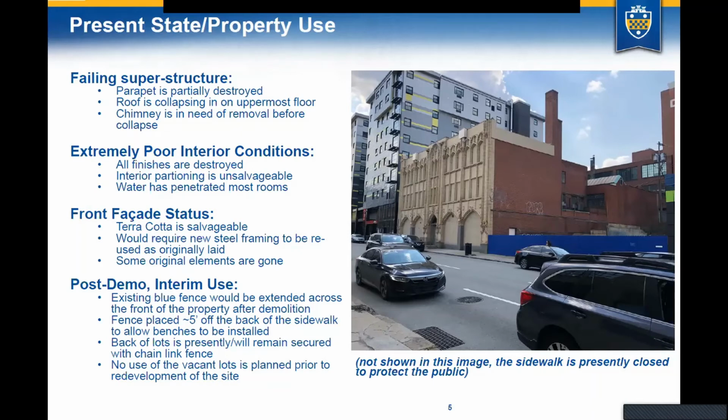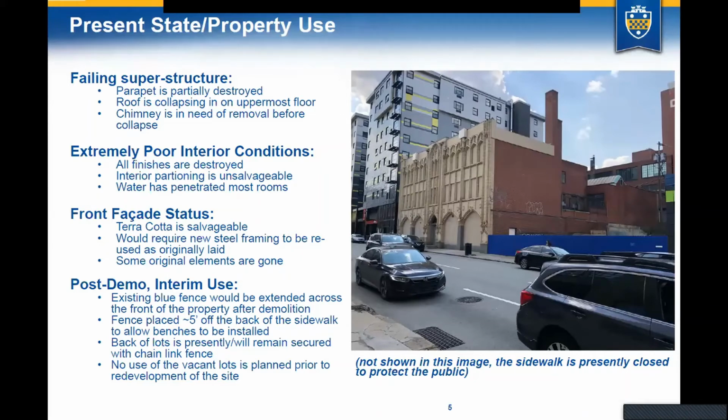Most all of the finishes are destroyed. The interior partitioning is unsalvageable, and water has penetrated most of the rooms over the years. The building has been vacant for a long time. The front facade status, we do believe, and we've had experts look at this, that the terracotta is salvageable. It will require new steel framing to be reused as originally laid, and some of the original elements are gone.